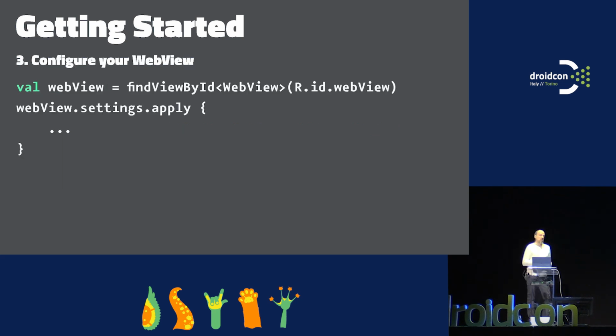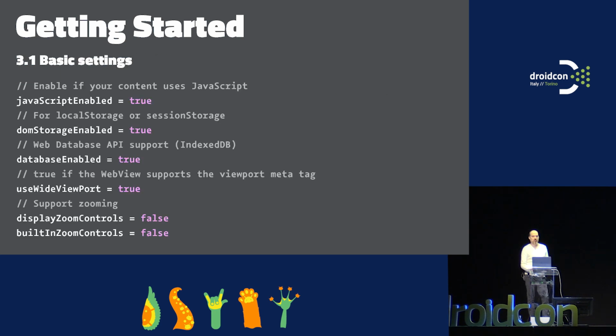Third step, you want to configure your web view. And this is where people often confuse things because the names of the settings are not very obvious and can be a little bit tricky to get right. So we start with the basic settings. If your web view contains JavaScript, you do want to enable that one. Make sure you know if you need JavaScript or not.